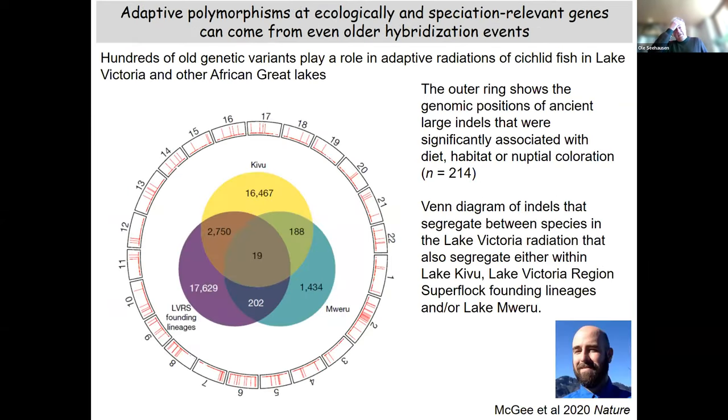So here we really conclude that these radiations are characterized by the availability of a very rich set of haplotypes that matter to ecology, and some of which matter to mating patterns, that these populations can access, apparently do access through repeated hybridization, and it might play an important role in the radiation.